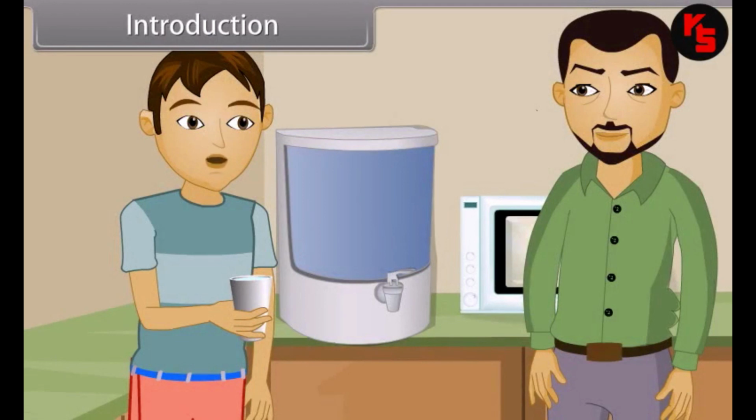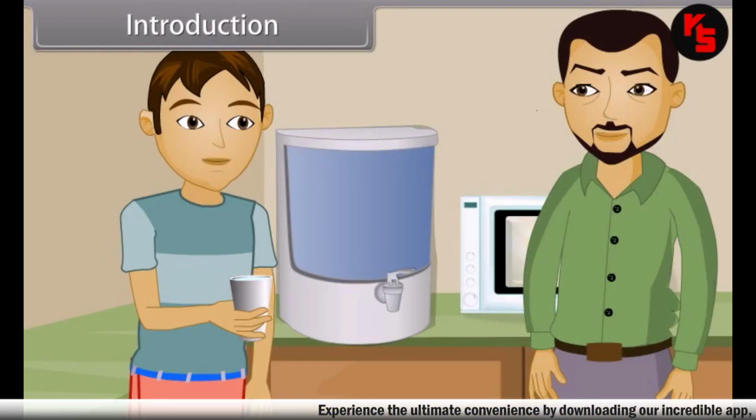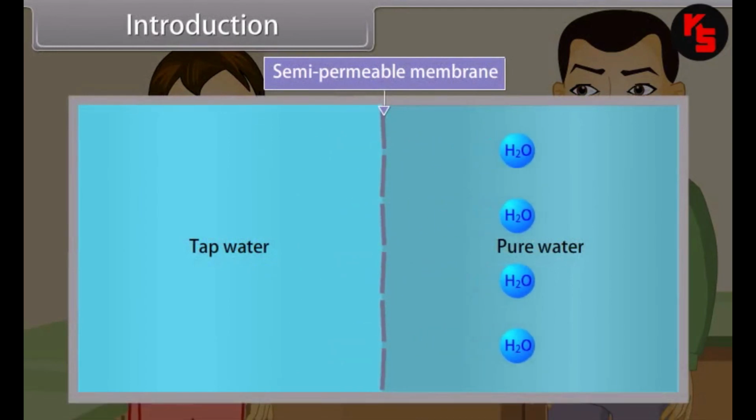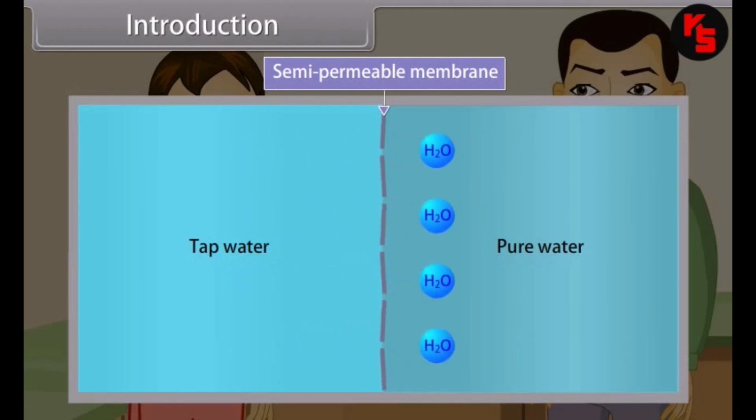Father, I want to ask you something about this. How does RO purifier work? Okay, son, I will tell you. It works on the principle of reverse osmosis. The tap water is a solution of water, minerals, metals, or some impurities. RO purifier has a semi-permeable membrane, which allows only water molecules to pass through it, and other molecules cannot pass through the semi-permeable membrane. The tap water acts as a solution and pure water acts as a solvent. The membrane allows only solvent molecules to pass through it.